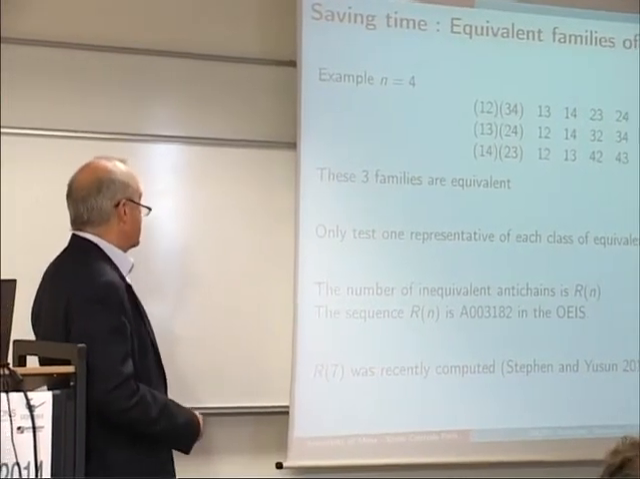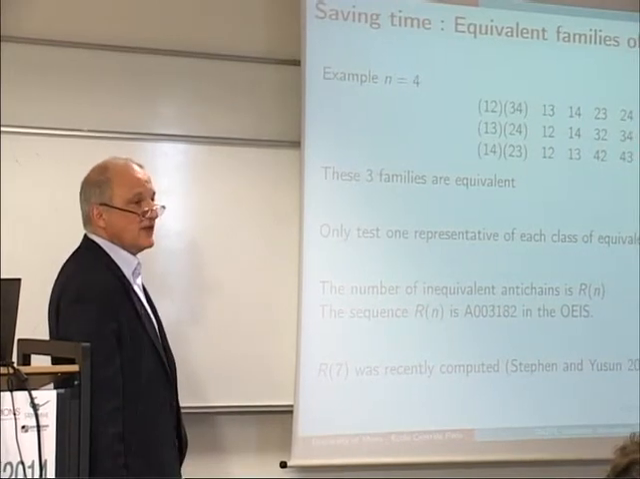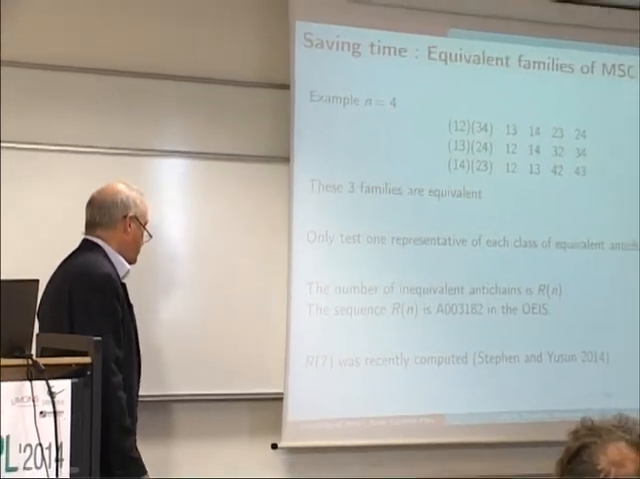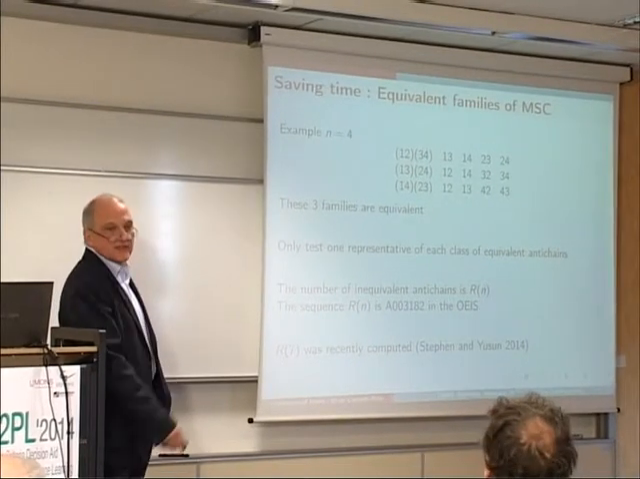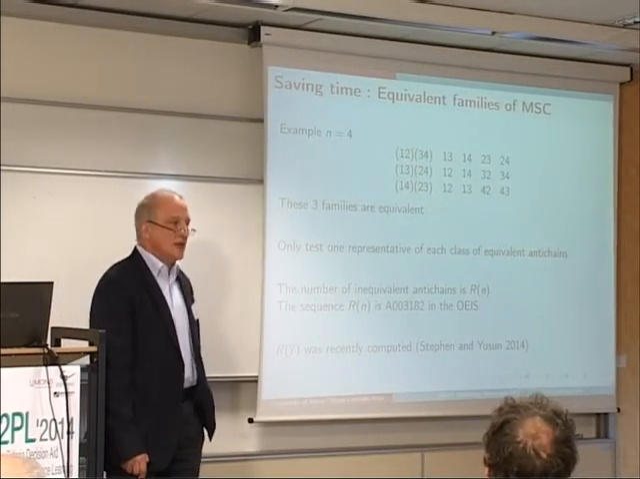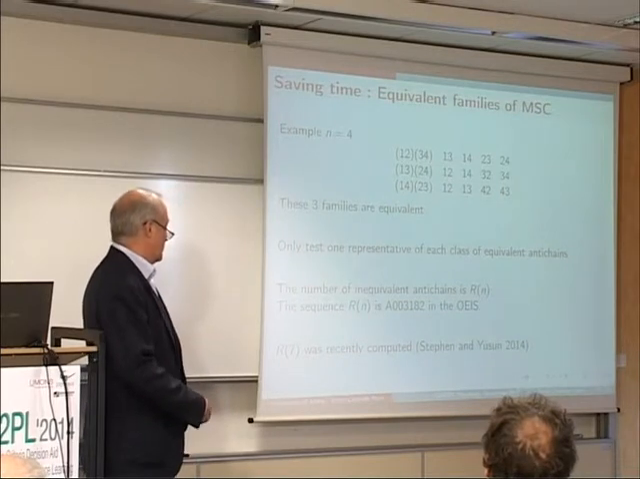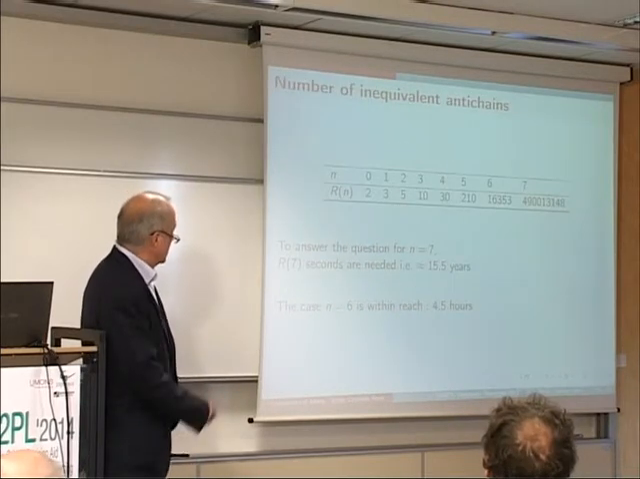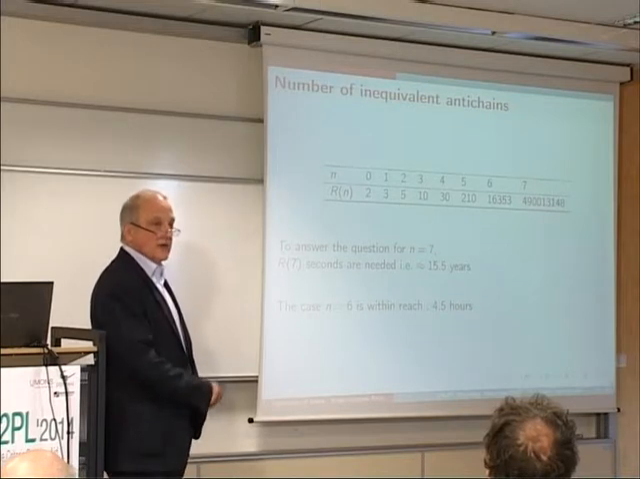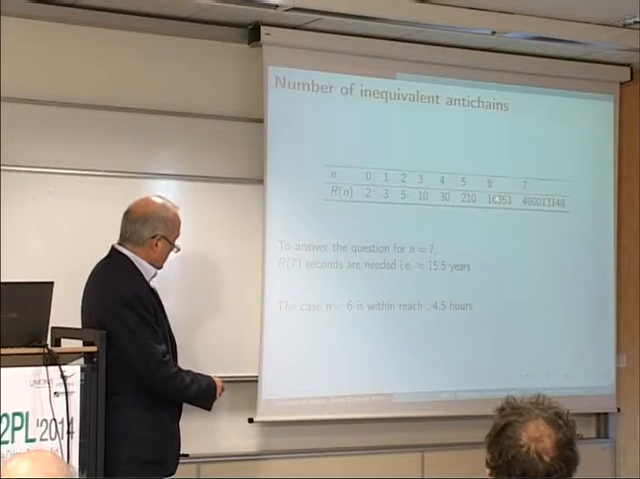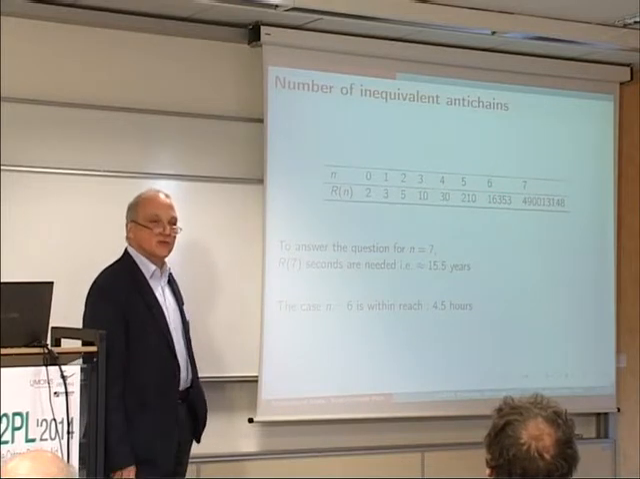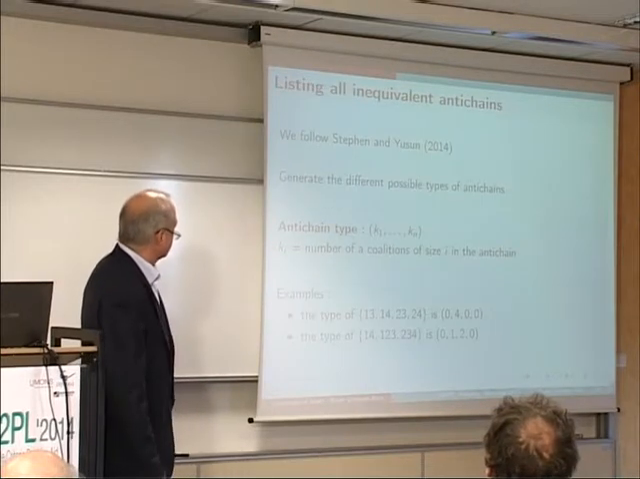family of anti-chains, let's say. The number of inequivalent anti-chains is also something which is known, but the case for n equal to 7 has been only recently computed by Stefan and Yusun, and it's this amount. So it's still too big to list. So we restrict our ambition to n equal to 6.